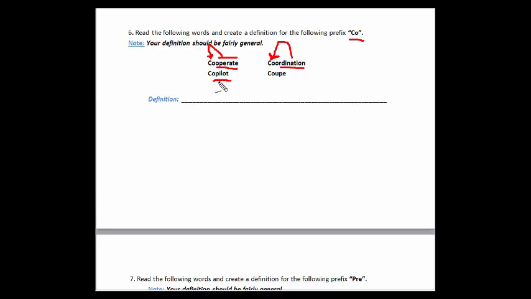Co-pilot. Co suggests there's more than one pilot working together. Coup. C-O-U-P. It's a bunch of people doing something. In this particular case, the definition of a coup would be overthrowing a government or something like that. It would be a bunch of people working in coordination together and getting the job done. Co is going to mean multiple people working together. Let's go ahead and take a look at number 7.